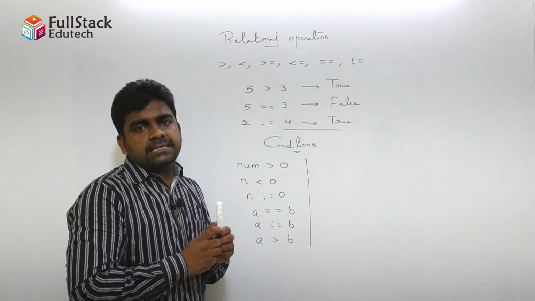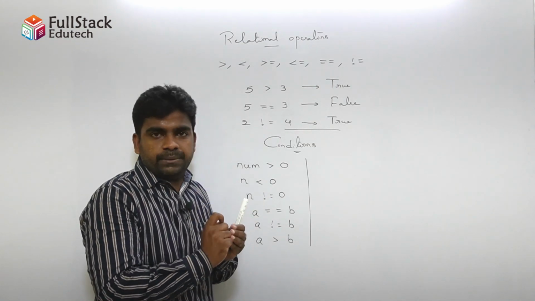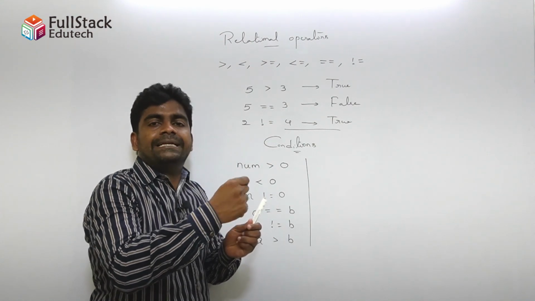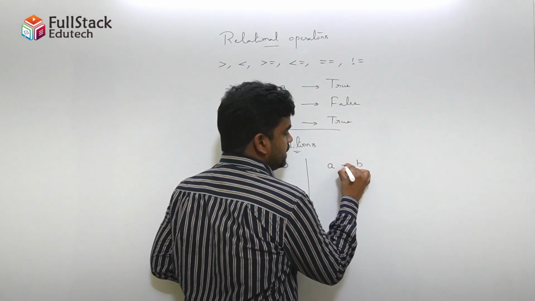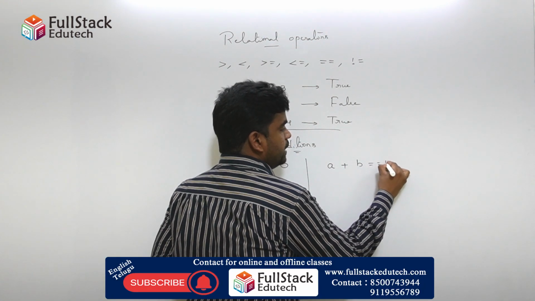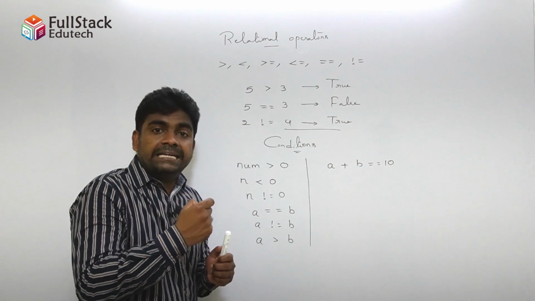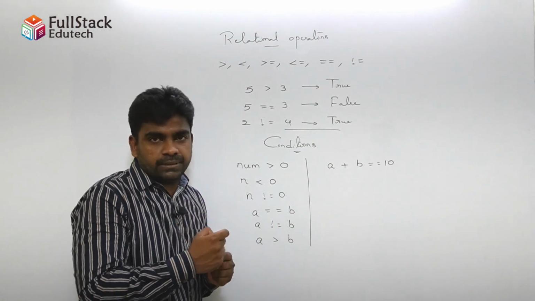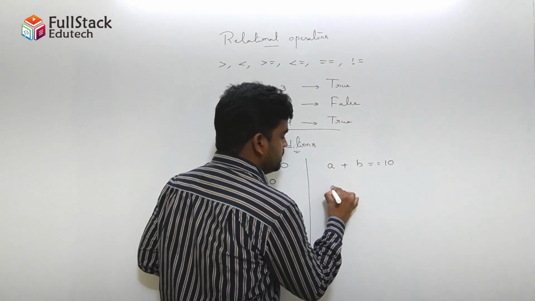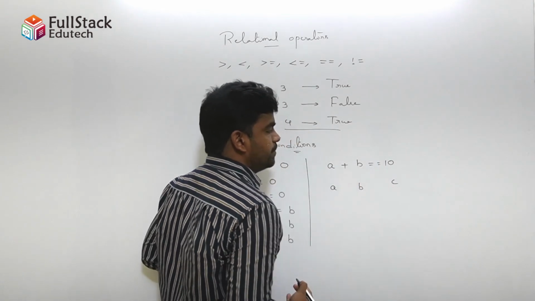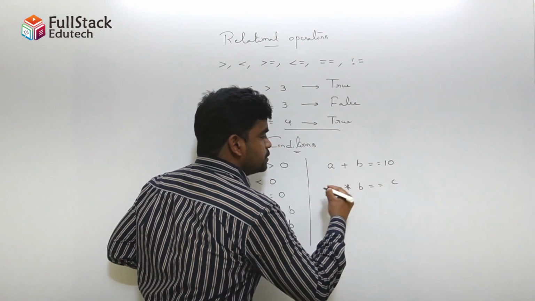For example, if they ask, write the condition for checking the sum of two numbers is equal to 10. Any two numbers you take, make their sum equal to 10. Suppose they ask multiplication of the first two numbers equals the third number. If you take three numbers a, b, c, then a times b equals c.